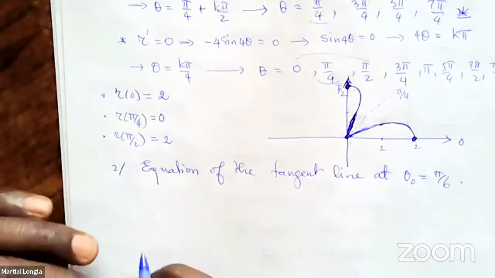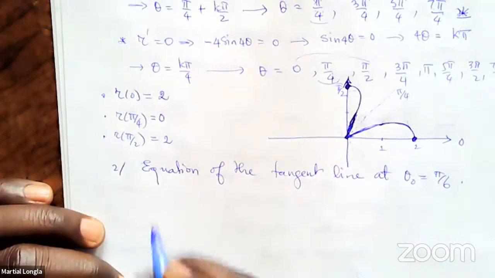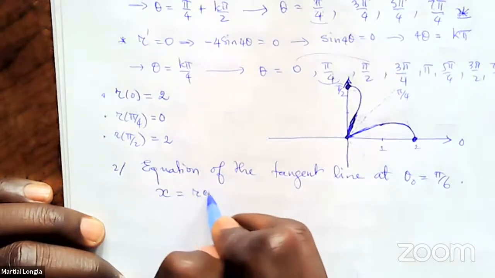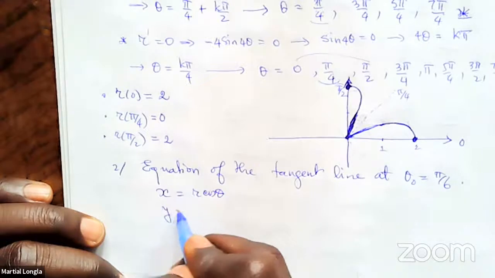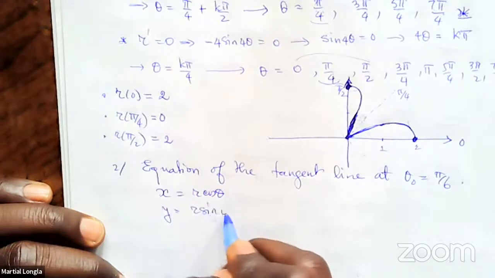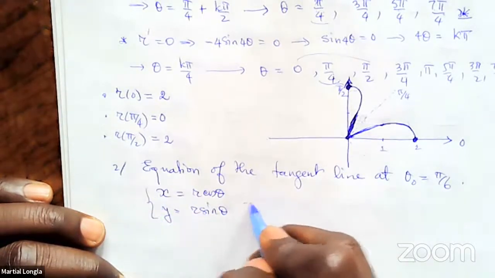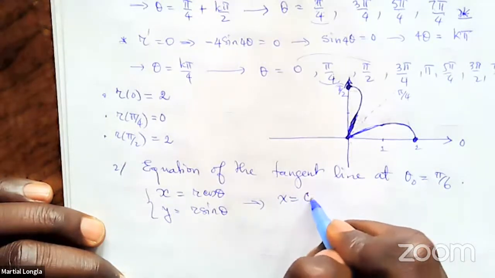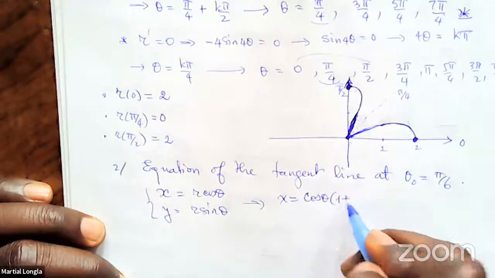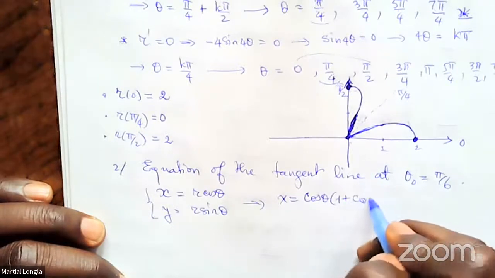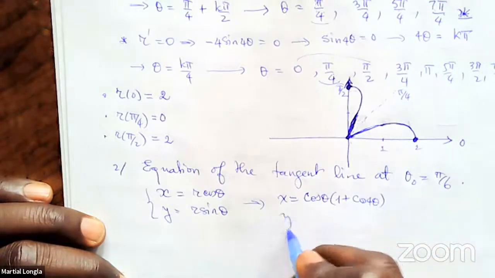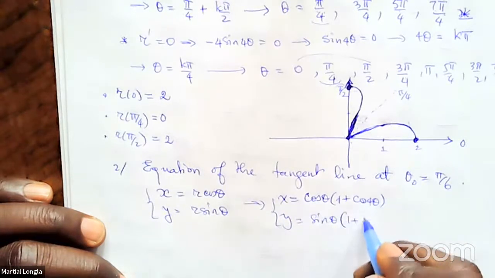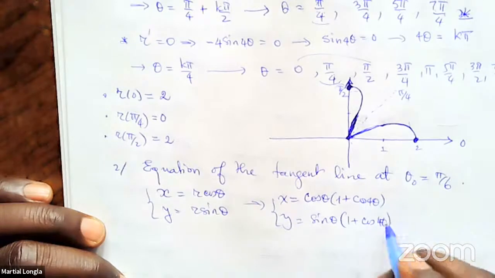And then in the second part, we want to find the equation of a tangent line at theta 0 equals pi over 6. And that's where you need to remember that x equals r cosine theta, y equals r sine theta. So you can write this as x equals cosine theta times 1 plus cosine 4 theta, y equals sine theta times 1 plus cosine 4 theta.